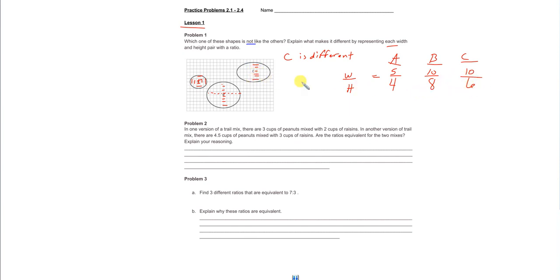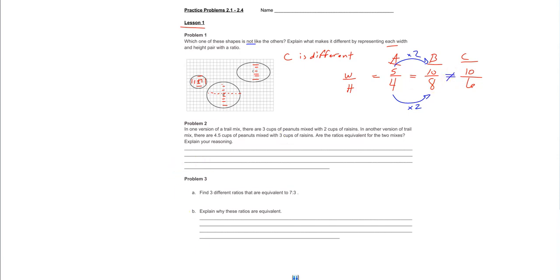Alright, so we can see why C is different now. A and B are the same because they're equivalent ratios. You can multiply by a common factor and get to the size of B. But you can't do that for C because C has the same width as B and just changed in height. So that means it's been stretched out horizontally, but it's not equal to either of the other two.